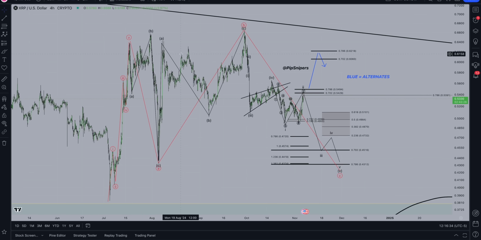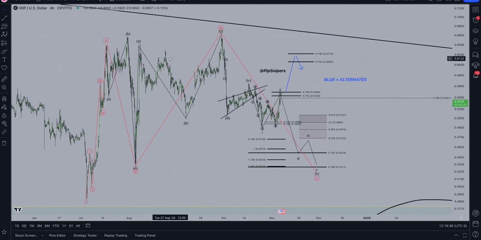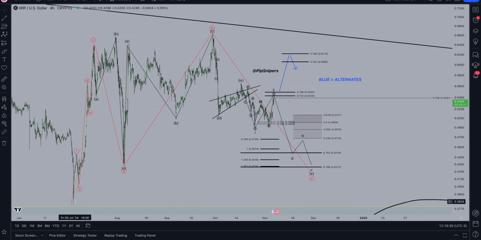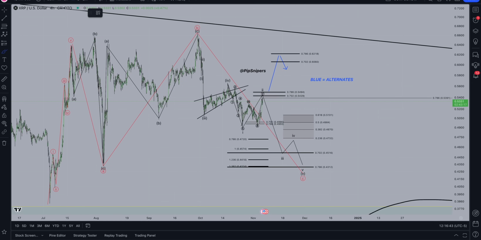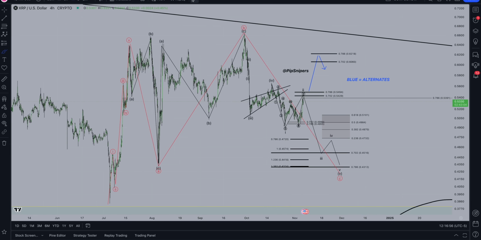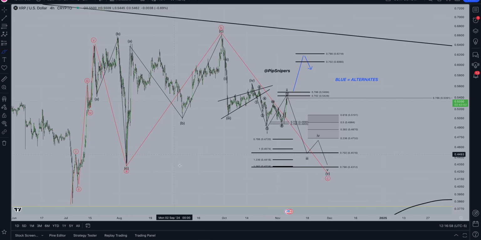Let's take a look at XRP over here, and we'll take a look at it from July 5th, and I'll walk you through the whole wave count and what the price action has been doing. We currently have a wave 1, a wave 2, 3, 4, and 5 to the upside. We can consider that our macro wave 1 to the upside.